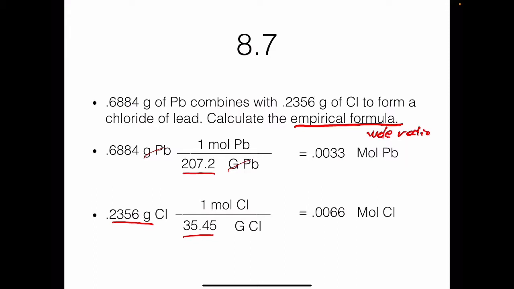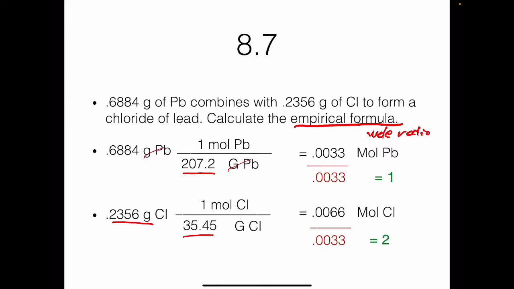Now, we've determined the number of moles of each element that we have available to us. We need to determine the mole ratio here, which means we need to figure out how many of one equals how many of the other. In order to do that, we have to divide by the smallest number of moles, which in this case is 0.0033. We're going to divide both of those values by 0.0033. This is what gives us the ratio. So we can see that for lead, that comes out to 1 because we divided it by itself. For chlorine, that comes out to 2.